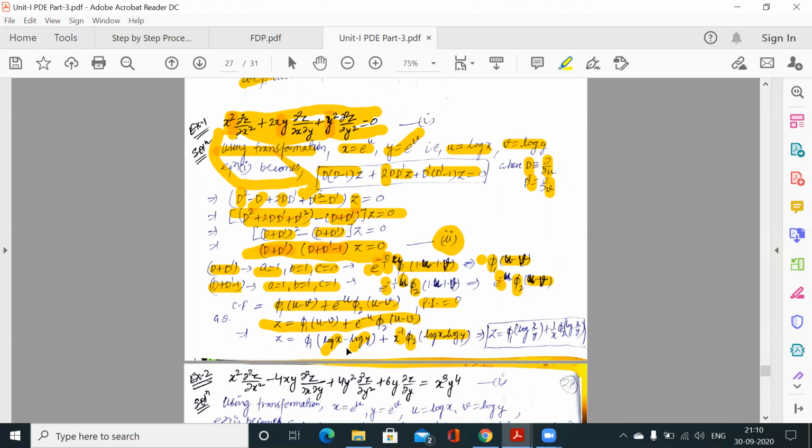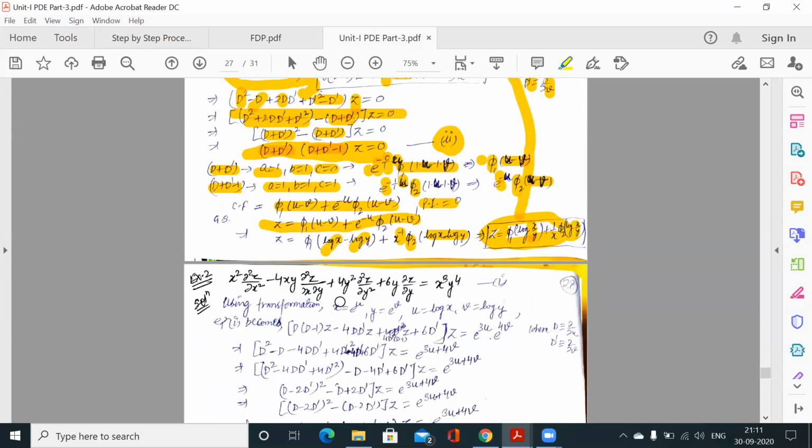Now taking the log, using the log property, log x minus log y is log x over y, and again log x over y. So this is our final solution, which is the solution of equation 1.